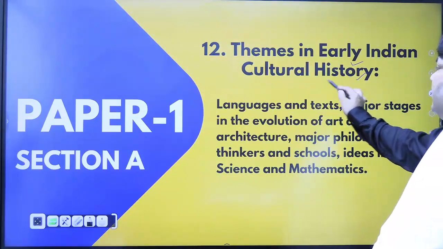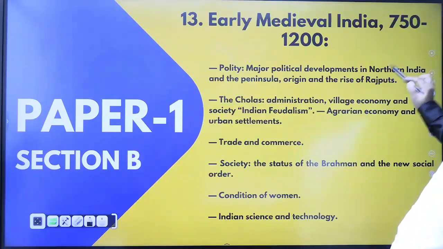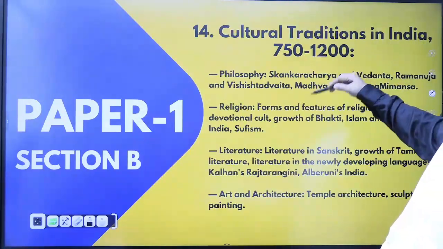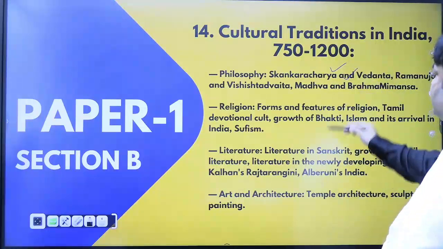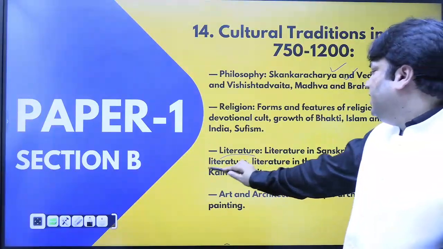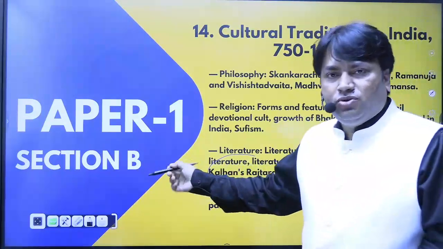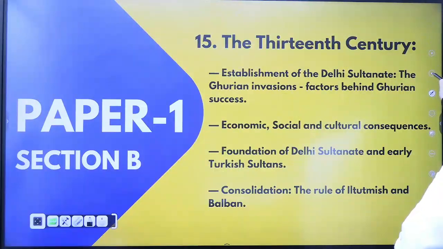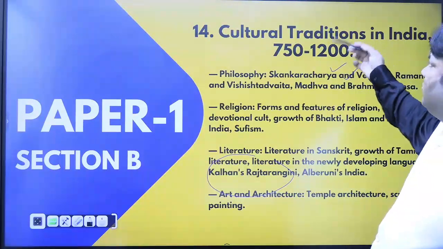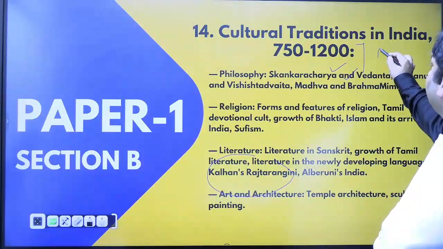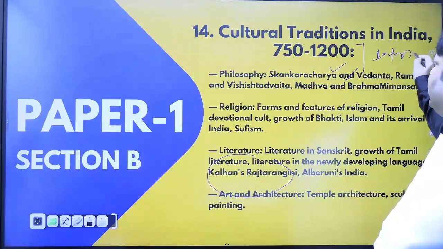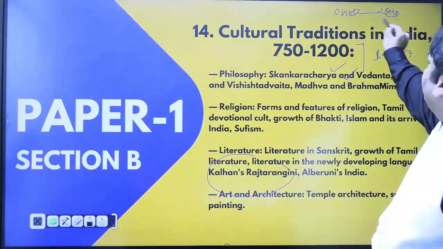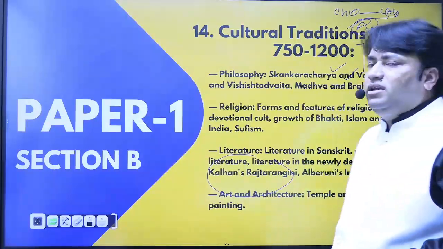Themes in early Indian cultural history and the early medieval period, I will also discuss that: the condition of women, cultural traditions. I will discuss each and every topic. Kalhana's Rajatarangini, we will discuss it in literary sources, and why it is important. So there are so many things to discuss. Till chapter number 14 we are going to discuss Section A. It means chapter number 1 to chapter number 14. This is Section A of our syllabus.